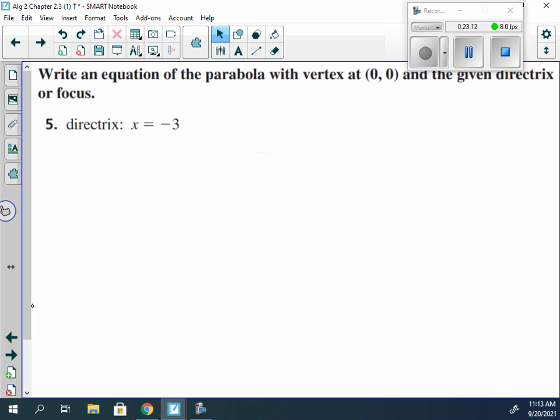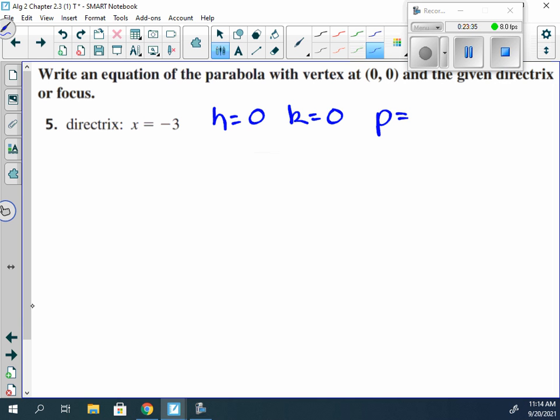Write the equation of the parabola. Okay, so they told us the directrix x equals negative 3. Did they tell us what the vertex was? Yeah, 0, 0. It's in the directions. So that tells me the value of h is 0. The value of k is 0. I just need to find the value of p, because if I have all three, we can plug them into the equation and simplify.